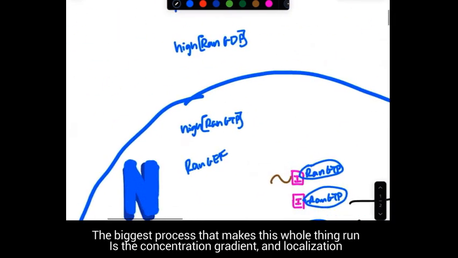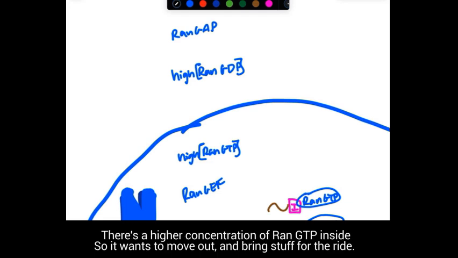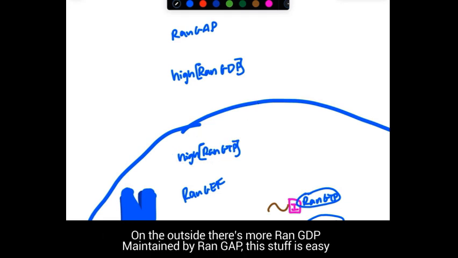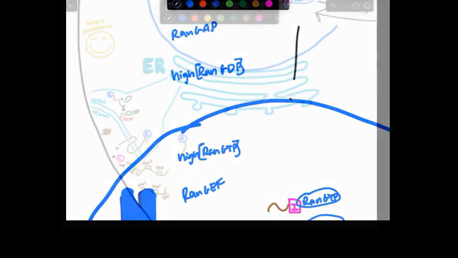The biggest process that makes this whole thing run is the concentration gradient and localization. There's a higher concentration of Ran GTP inside, so it wants to move out. On the outside, there's more Ran GDP, maintained by Ran GAP. Ran GTP inside is maintained by Ran GEF. It's a phosphorylator. Let me take a breath.